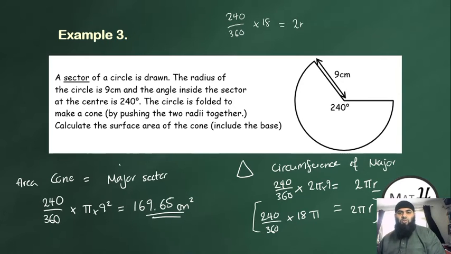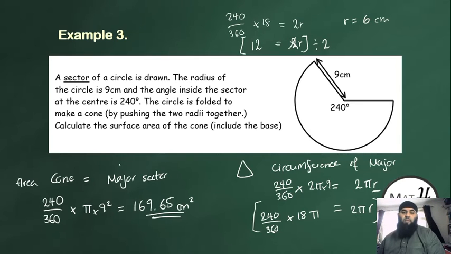If I were to work this out on a calculator, I would do 240 divided by 360 times 18, which gives me 12. So this gives me 12 equals 2r. To get rid of the 2 from the r, I need to divide everything by 2. This cancels out, and the radius of the cone is 6. So 12 divided by 2 gives us 6 centimeters. For me to now find the area of the circle is quite simple.